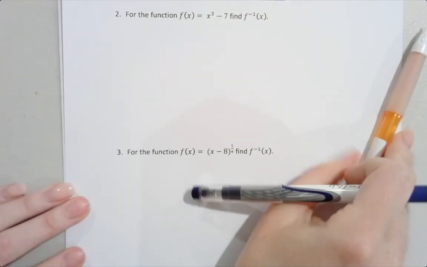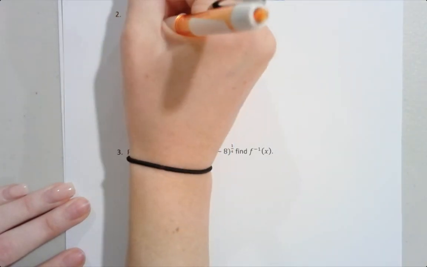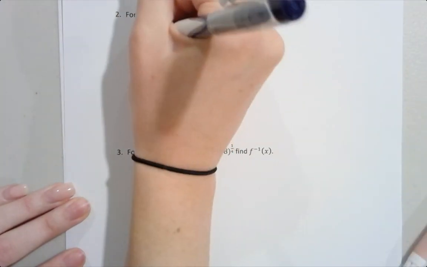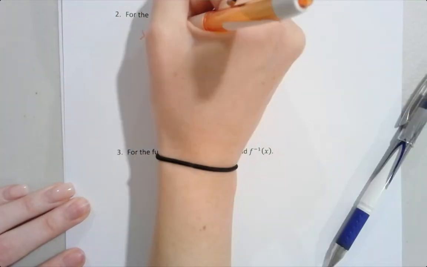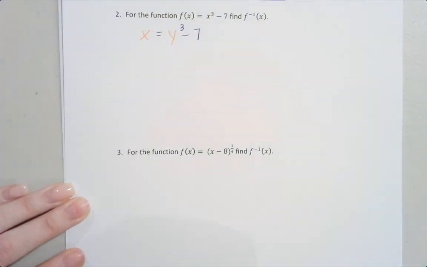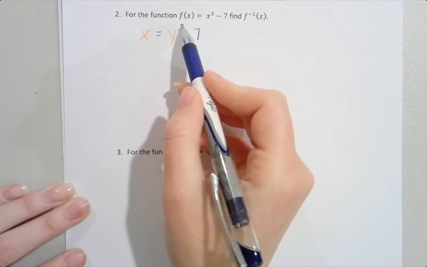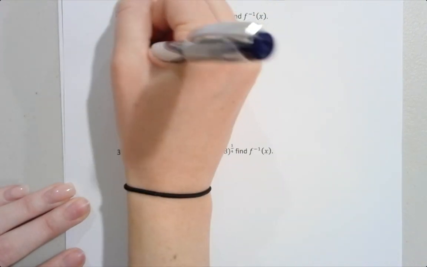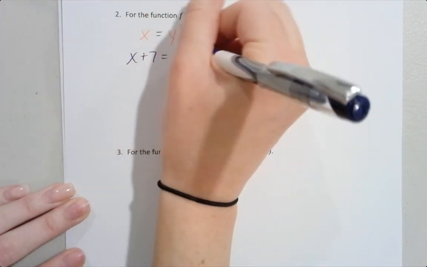All right, example 2. Switch your x and your y. X is equal to y to the 3rd minus 7. I have to get this y to the 3rd by itself first. So I'm going to add 7 to the other side. So x plus 7 is equal to y to the 3rd.